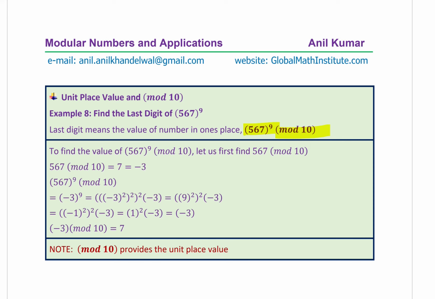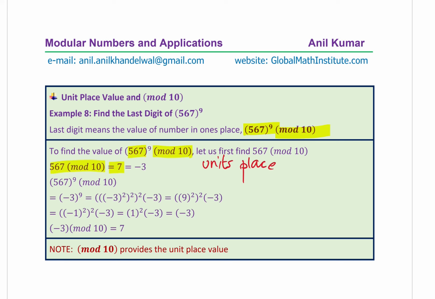Now, 567 mod 10 is what? First thing, we have to find mod 10 of this number. So 567 mod 10 is the number 7 itself. 7 is in the ones place, right? Or units place. So whenever you find the mod 10, it is always the units place number, right? Which is 7 in this case.